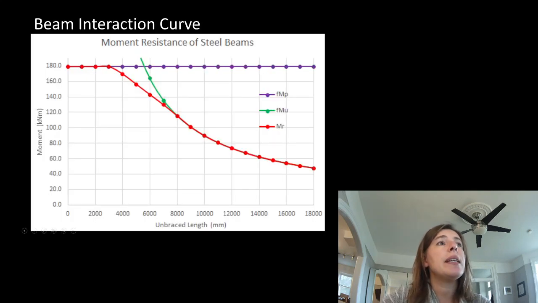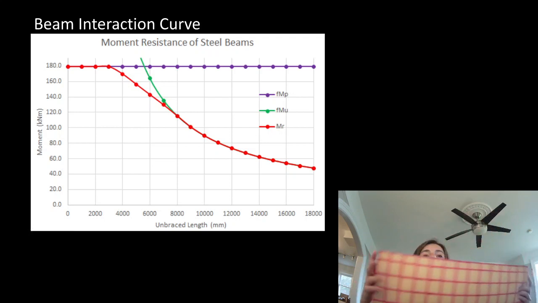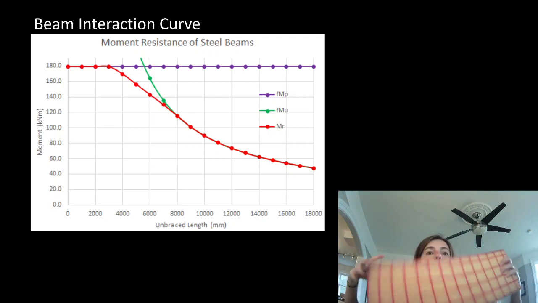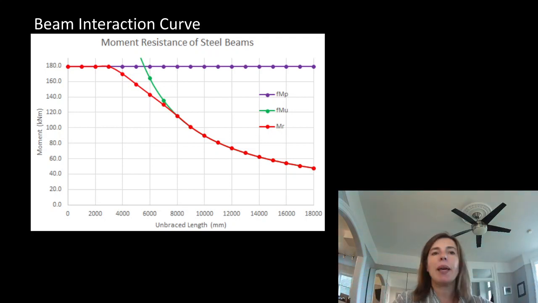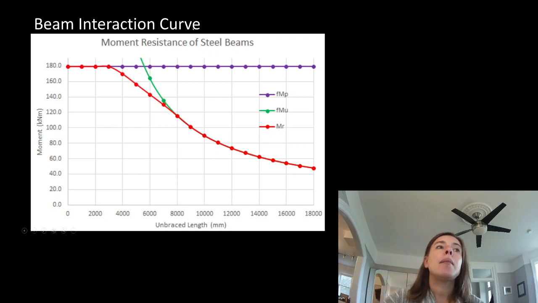So you can see here that the purple line is the line when we don't care. Basically, if we tried to bend this and it couldn't buckle, so we braced it all the way around the top, it can't buckle. There's no way this thing can buckle. If we have it unbraced as it gets longer and longer, you can see length doesn't matter when it's fully braced.